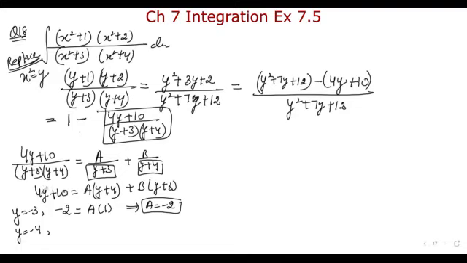If I put y as -4, so -16 plus 10, that is -6. -4 plus 4, 0. b into -4 plus 3 is -b. So the value of b comes out to be 6.